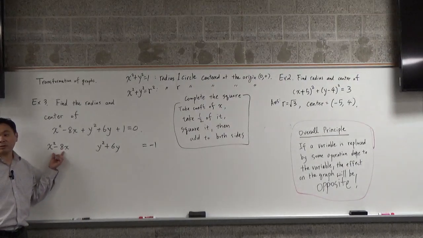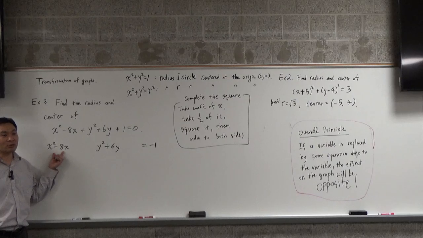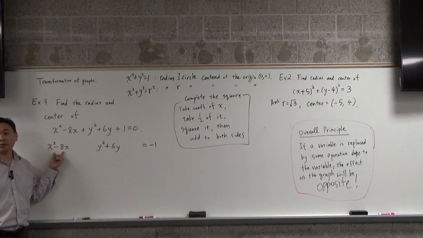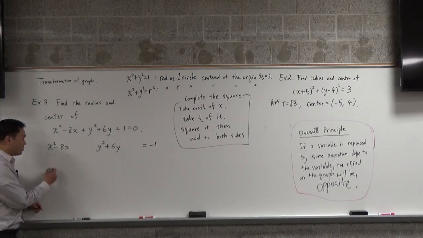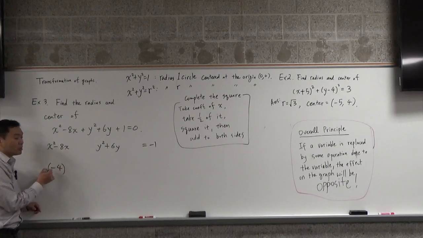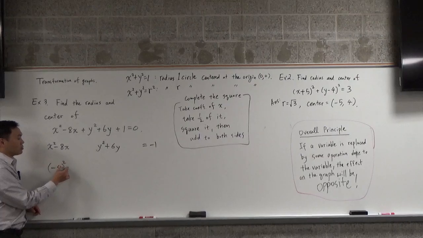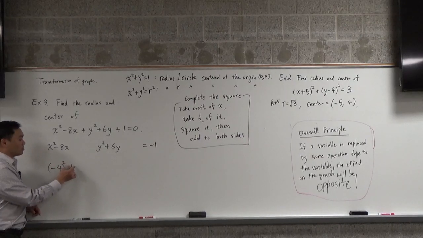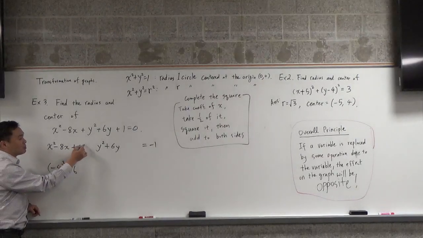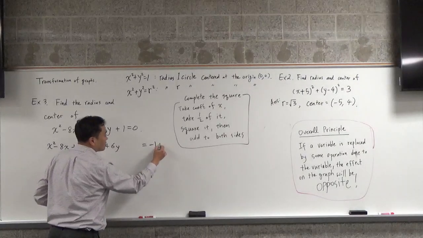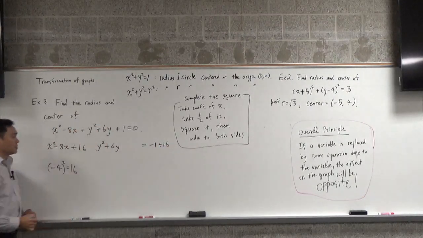So what are you looking at here? You have -8. So what do we do? Take half of -8. What's that? -4. You take the -4, and what do you do? Square. What's that? 16. So that means I have to add 16 to both sides. Okay.